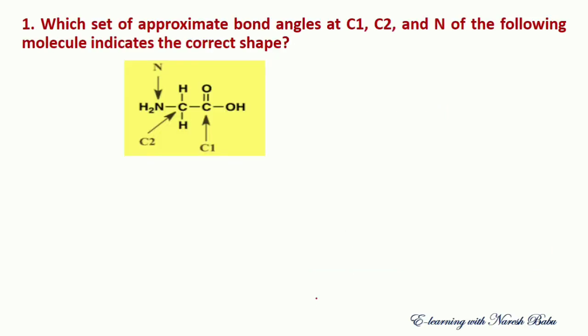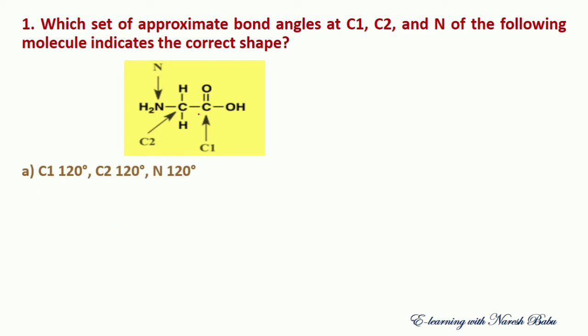Question 1. Which set of approximate bond angles at C1, C2 and N of the following molecule indicates the correct shape? So in this molecule, what is the bond angle at the C1 position, that is this carboxylic acid, and this carbon atom C2 position and nitrogen atom. So we can work out these bond angles by knowing the hybridization of these carbon atoms and the nitrogen atom. By that we can approximately say the bond angles of C1, C2 and N in the molecule.